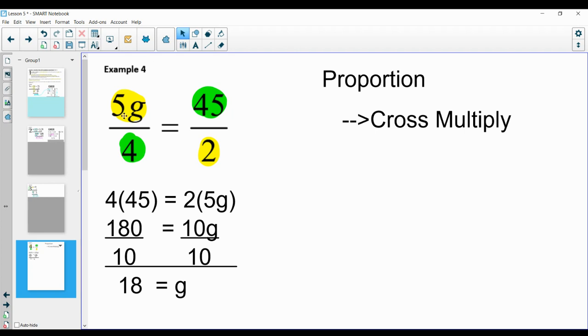So once again, this was a proportion. The way you solve a proportion is you cross multiply. You're going to do 4 times 45, and then set that equal to 5 times 2. And you'll see that I did that right there. Then I simplified. I did 4 times 45, which is 180, 2 times 5g, which is 10g. Then right here at this point, I have a one-step algebraic equation. So I divided both sides by 10, and I got g equals 18, which is our final answer.